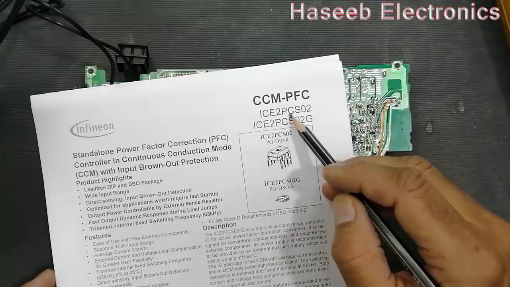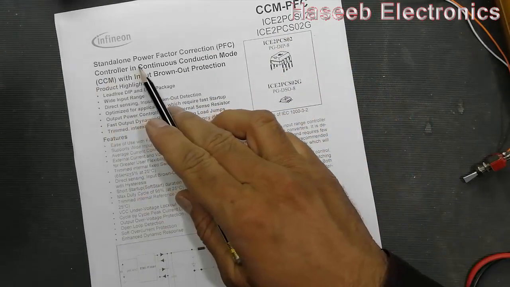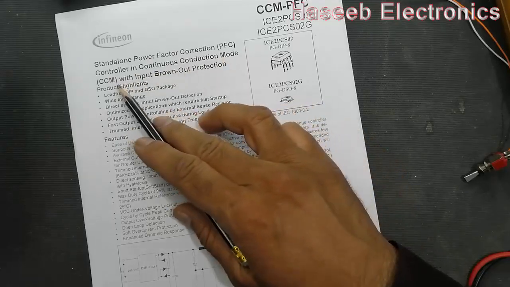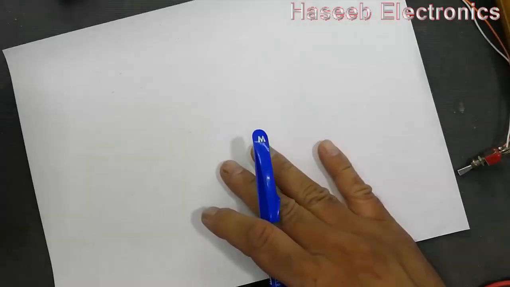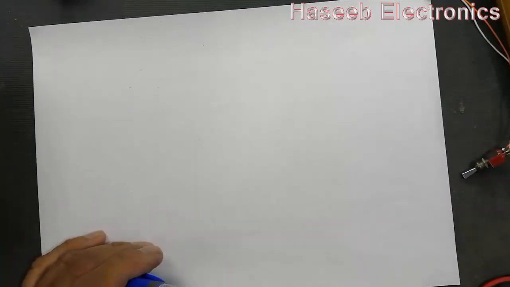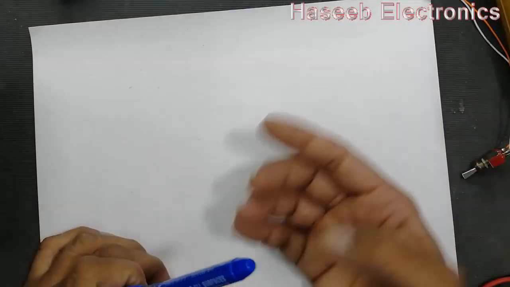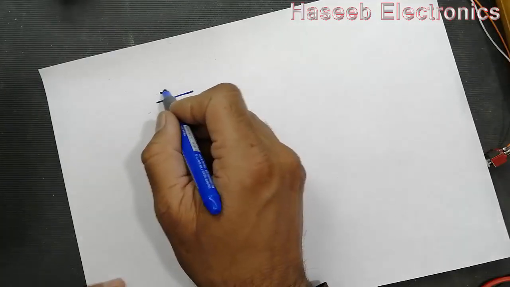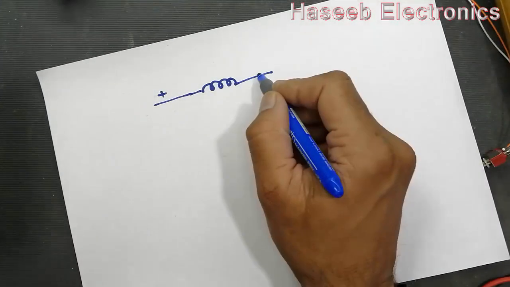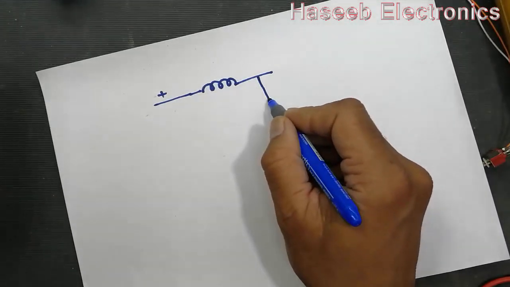Here is IC2 PCS02. The 2PCS02 is a standalone power factor correction controller in continuous conduction mode, CCM. Any power factor correction PFC circuit is very commonly used in inverter AC boards and LED power supplies. We have a positive voltage here. We pass it through an inductor, and after the inductor we connect a MOSFET.